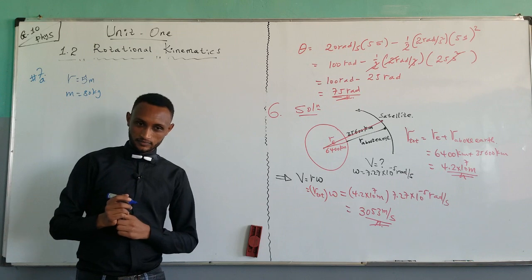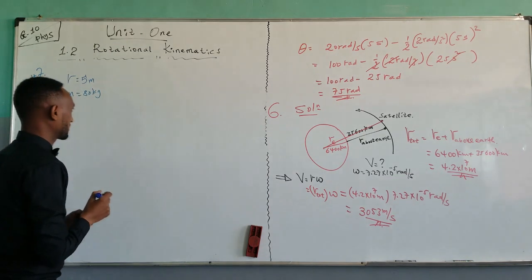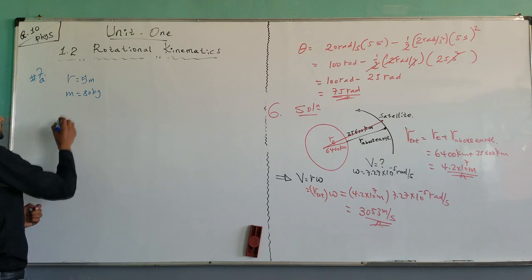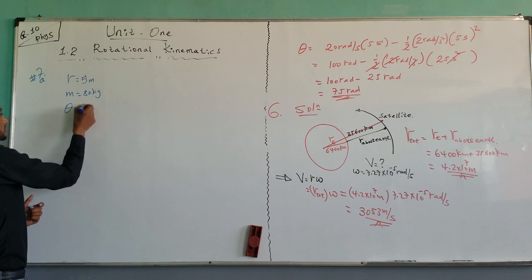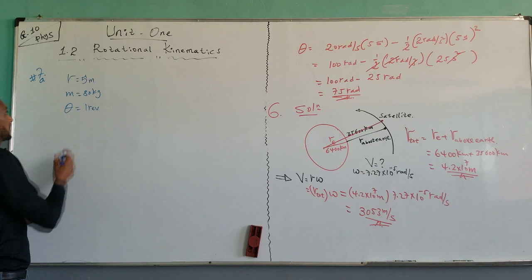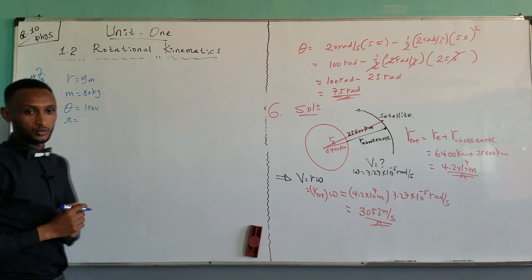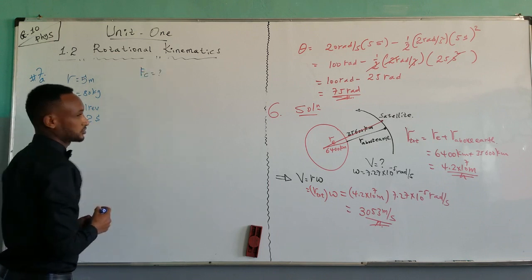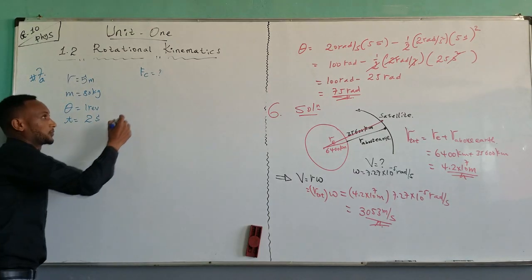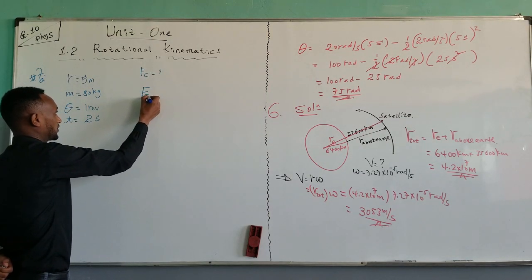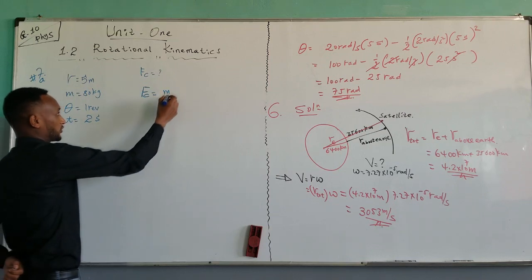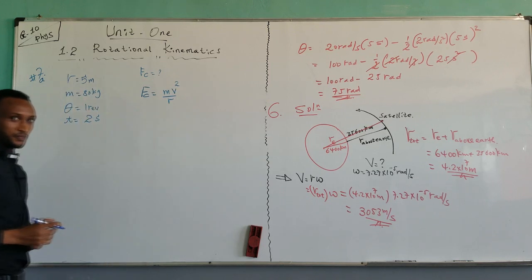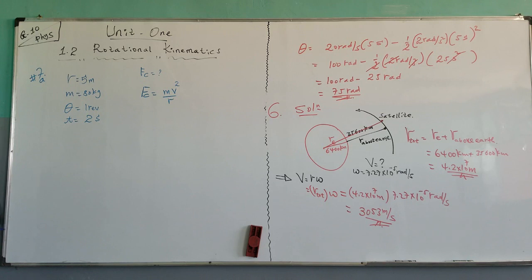The astronaut travels once, that means one revolution. We have the angular displacement equal to one revolution, and it takes a time of 2 seconds. We are asked to find the centripetal force on this astronaut. The centripetal force is equal to the mass of a body times the tangential velocity squared over the radius of the object.